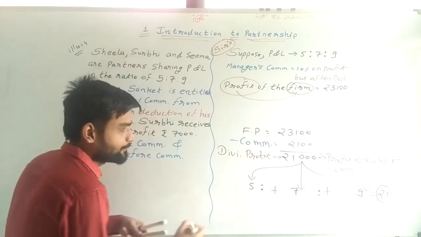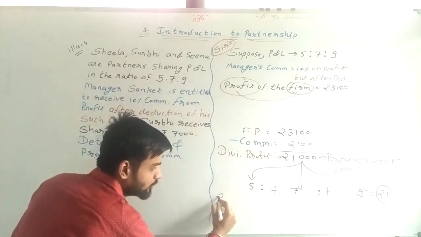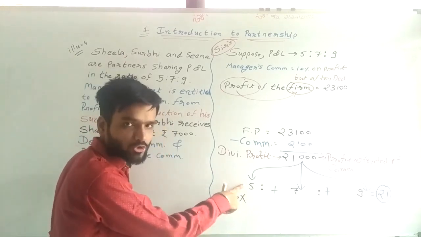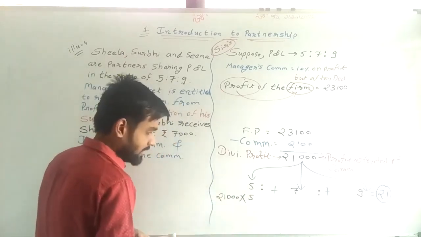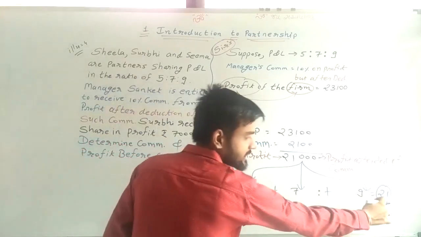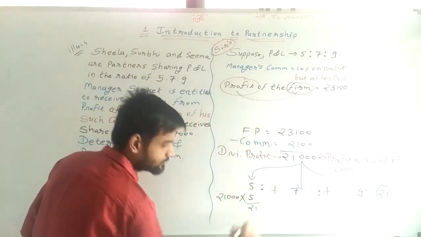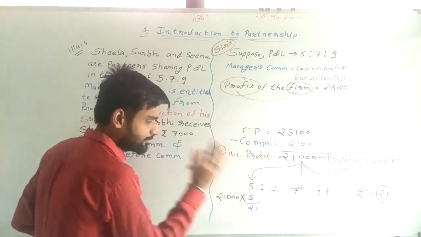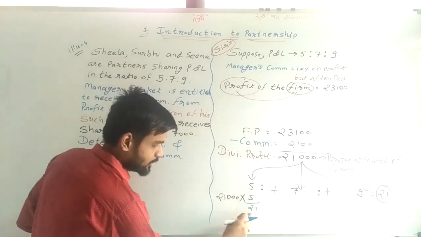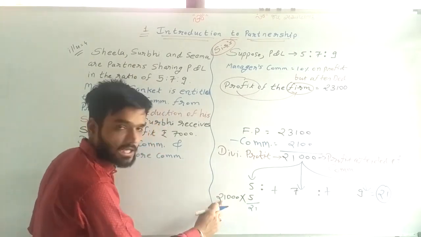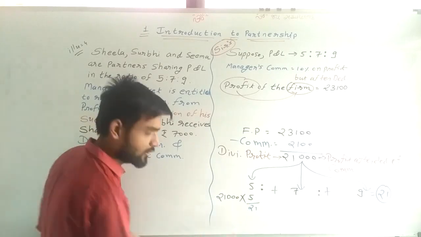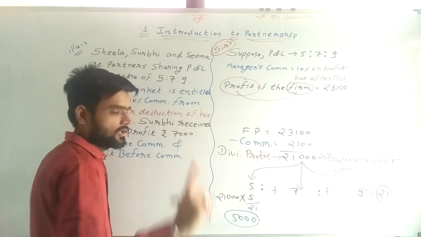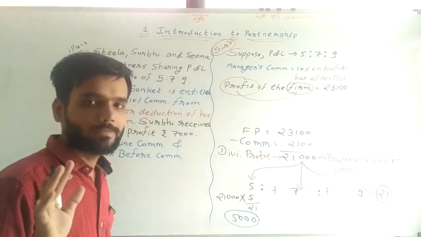So see here carefully. 21,000 into, we need to give 5 portion. So into 5, divided by the total of these 3, 21, divided by 21. So solve this, you will get the answer of the proportion. 21 ones are 21. 1,000 into 5, 5,000. So profit of the first partner is 5,000 rupees.